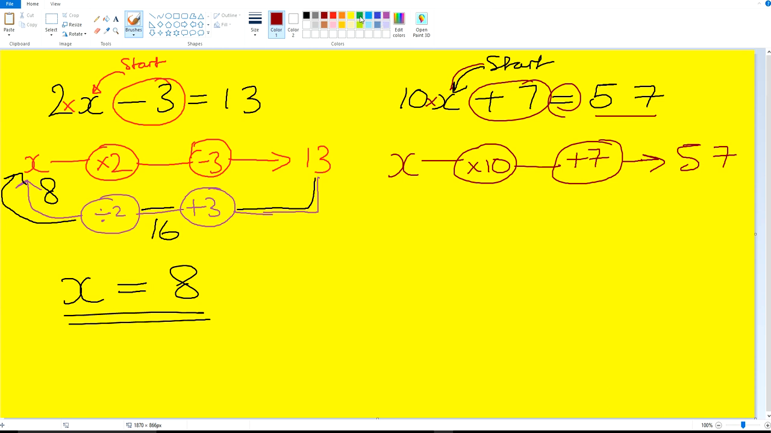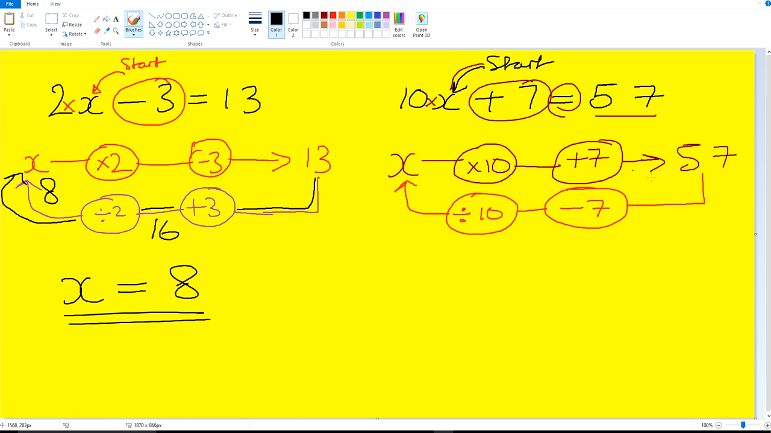What we need to do now, in order to solve this function machine, is reverse the machine. So let's go back from 57. Opposite of adding 7 machine is a minus 7 machine. Opposite of time by 10 machine is a divide by 10 machine. And that will give us our answer.